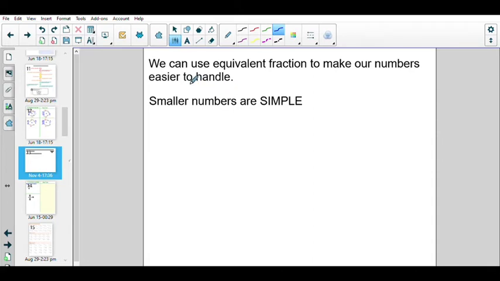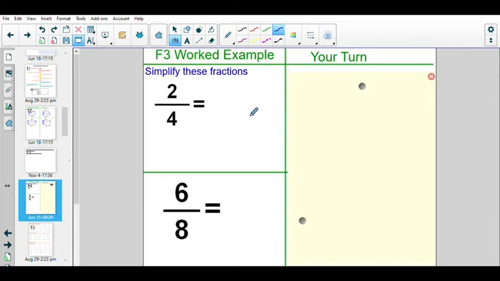We can use equivalent fractions to make our numbers easier to handle. Smaller numbers are simpler. What do I mean by that? If I want to simplify this fraction 2/4, I don't have any equivalent fraction to find the missing number now. I need to see what number can go into both the numerator and denominator. In this example, 2 and 4. I know both of them can be divided by 2.